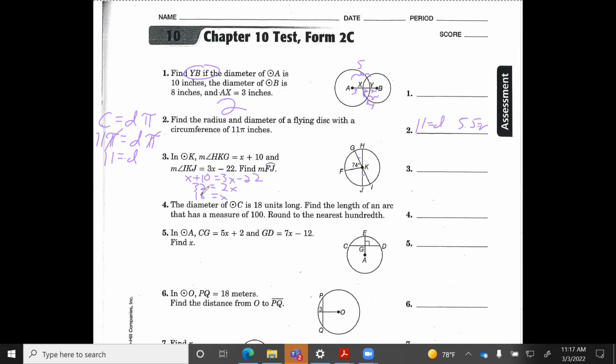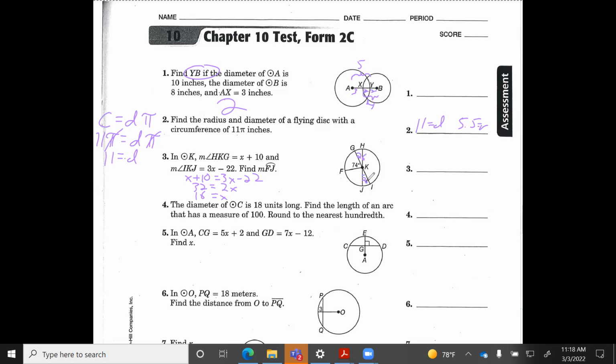All right, so we have 16, that's our x value. Now, these angles aren't 16. We have to plug it in. So if I plug 16 in for that first one, that'll give me 16 plus 10, which is 26. So both of those angles are 26.